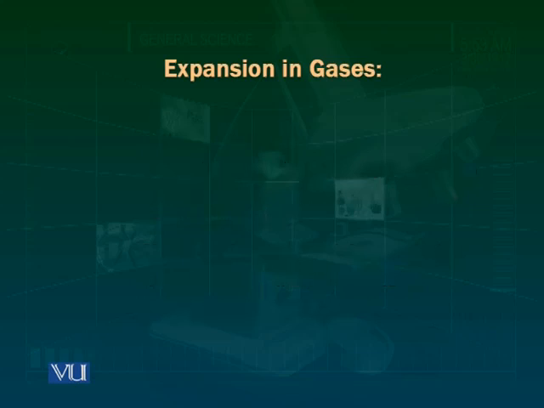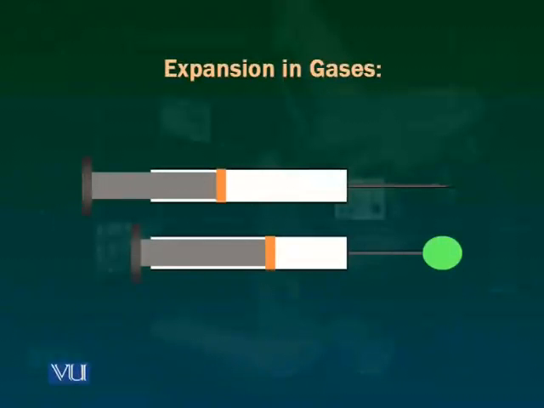Now let us look at expansion in gases. Just like liquids require a container for it to have shape, a body, similarly gases will also require a container to contain it. Unlike liquids, where the atoms and molecules are very close packed together, you cannot compress a liquid, you can still compress a gas. For example, you can take a syringe, and you can just push and pull the gas out.